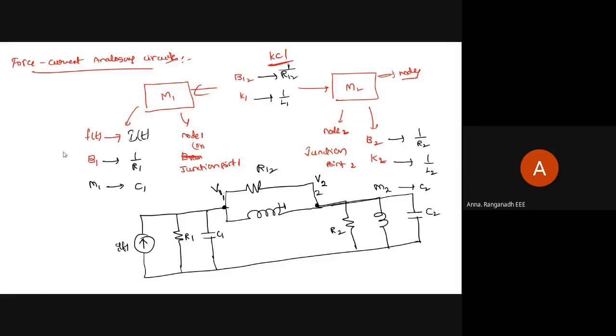So in order to draw the force current analogy, all elements should be in parallel. If you go for the force voltage analogy, all elements should be in series, because there the current will be the same, and here the voltage will be the same. So these are the conclusions for force current analogous circuits and force voltage analogous circuits.